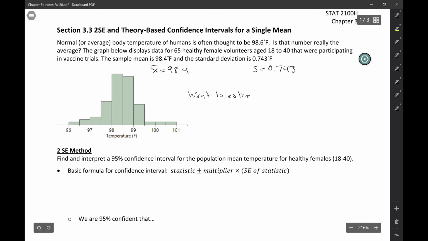So when we're talking about the population mean, that's a parameter. So we're going to use the Greek letter mu for that. So mu is the average body temperature in the population, and we're going to try to think about which population we might be able to generalize to. So this will be for females 18 to 40 in the population.